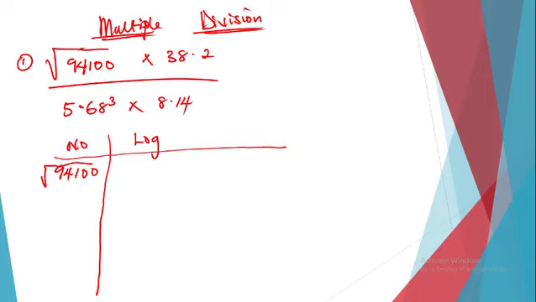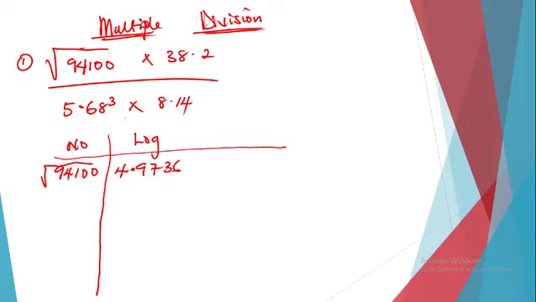Okay, now for the characteristics, how many do we have? 1 2 3 4 5. So 5 minus 1, we have 4 point. We look for 94 under 1, and 94 under 1 will give us 9736, and we have square root. Square root means what? Divide.